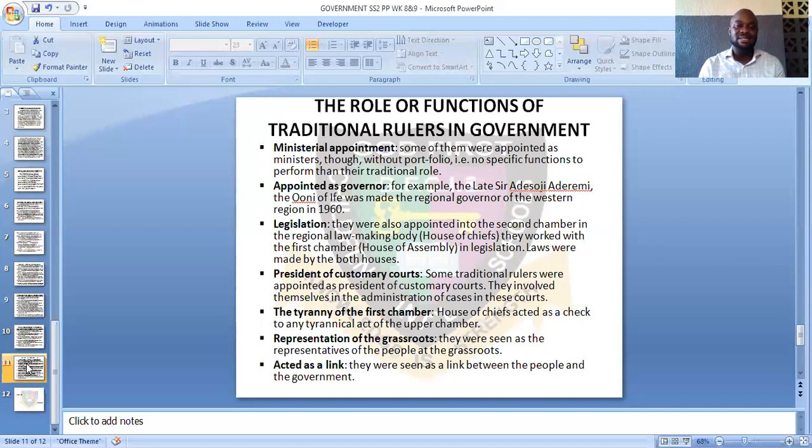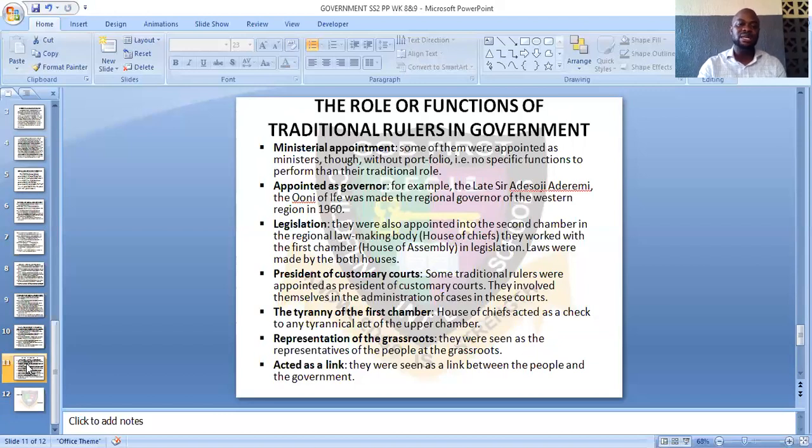That was the 1976 local government reform. Most of the local government roles which the chairman is performing right now were previously performed by the traditional rulers. But as a result of making it a single tier of government, the traditional rulers were later given a ministerial appointment in order to perform only their traditional role.